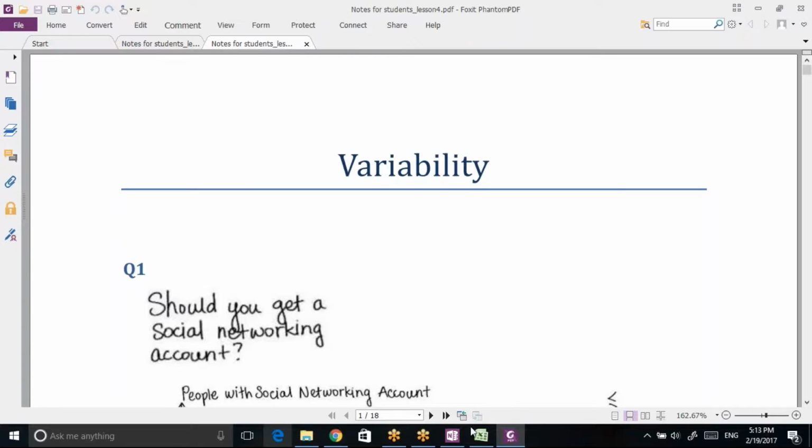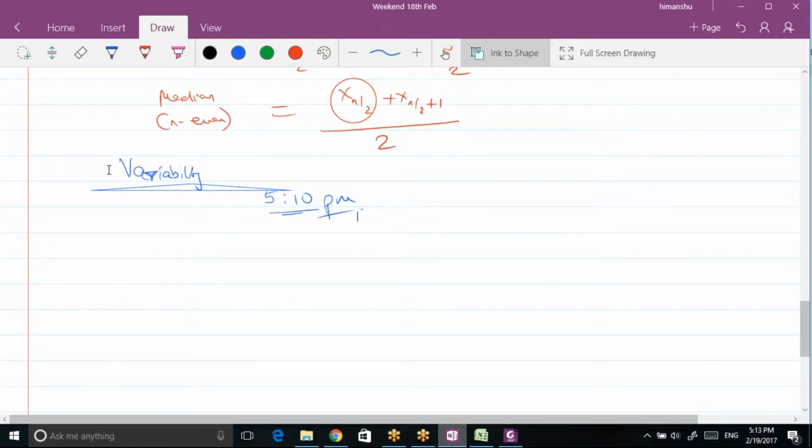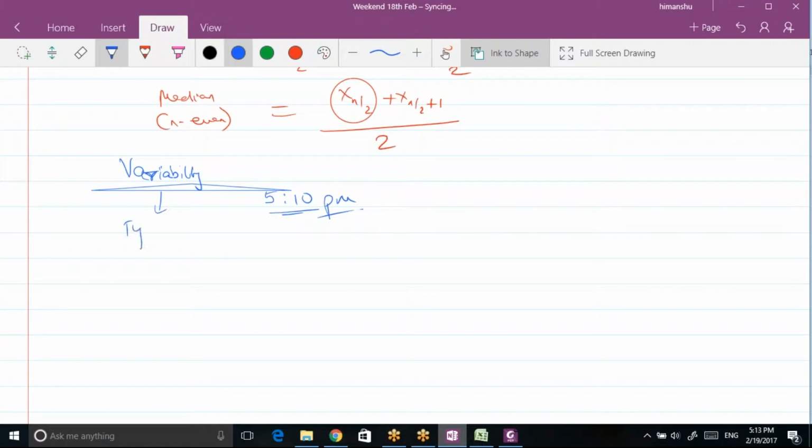Okay, so now this is a very important chapter, variability. So far we have studied measures of central tendency, which tell us how to find a typical value of a distribution. For this distribution, we said that this is the mean or mode or median. Now variability tells us how our data is varied.